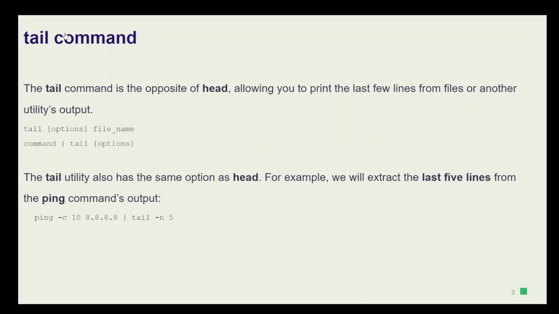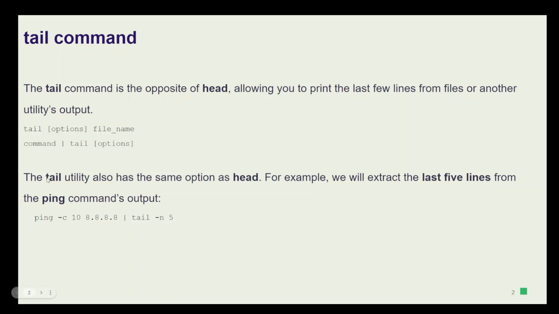Just like the head command, there is a tail command. The tail command is the opposite of head and allows us to print the last few lines. So instead of the first few lines, it will print the last few lines, as the name tail indicates. Any options you want to pass, you can pass here and then the file name. Same as head, we can pass dash n and the number of lines that we want to see.